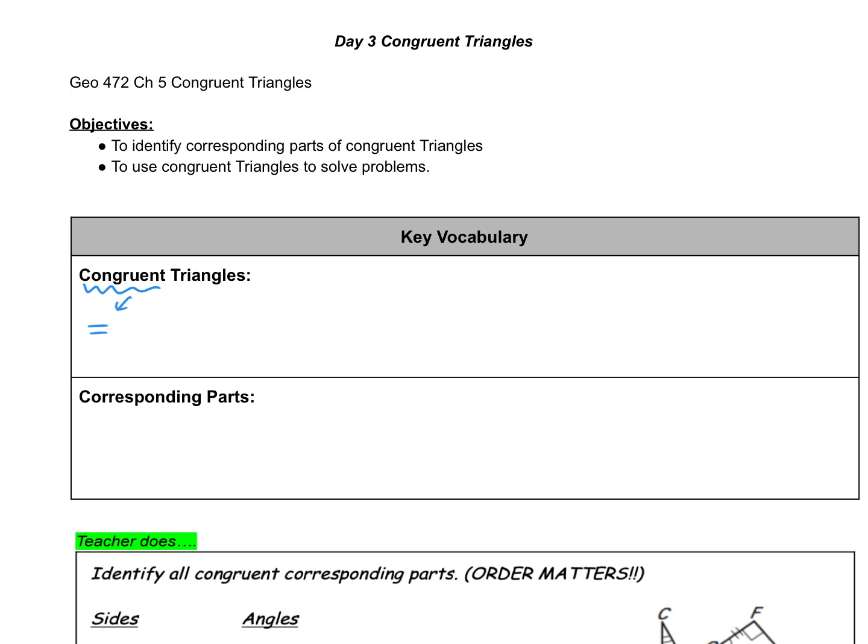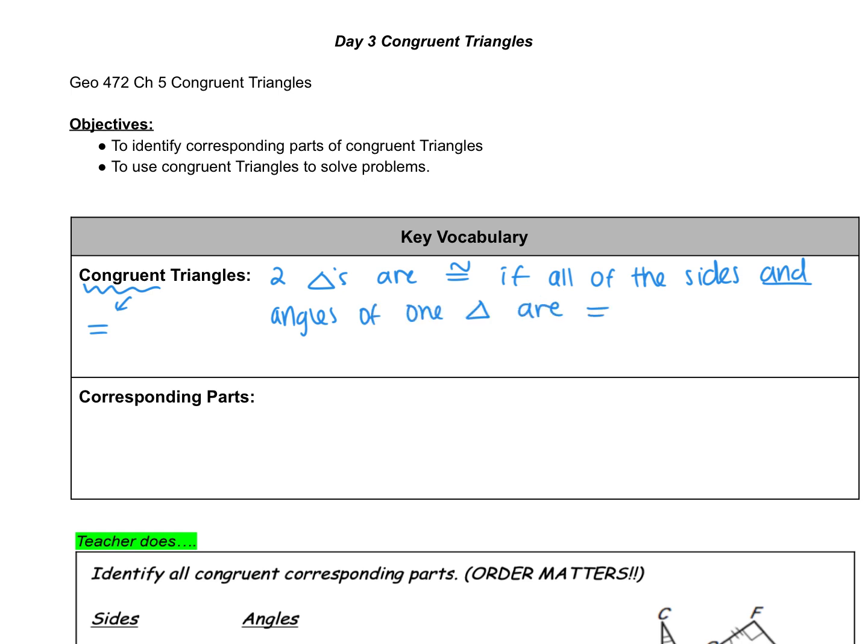Okay, so we say two triangles are congruent if all of the sides and angles, so sides and angles, of one triangle are congruent to all the sides and angles of the second triangle.